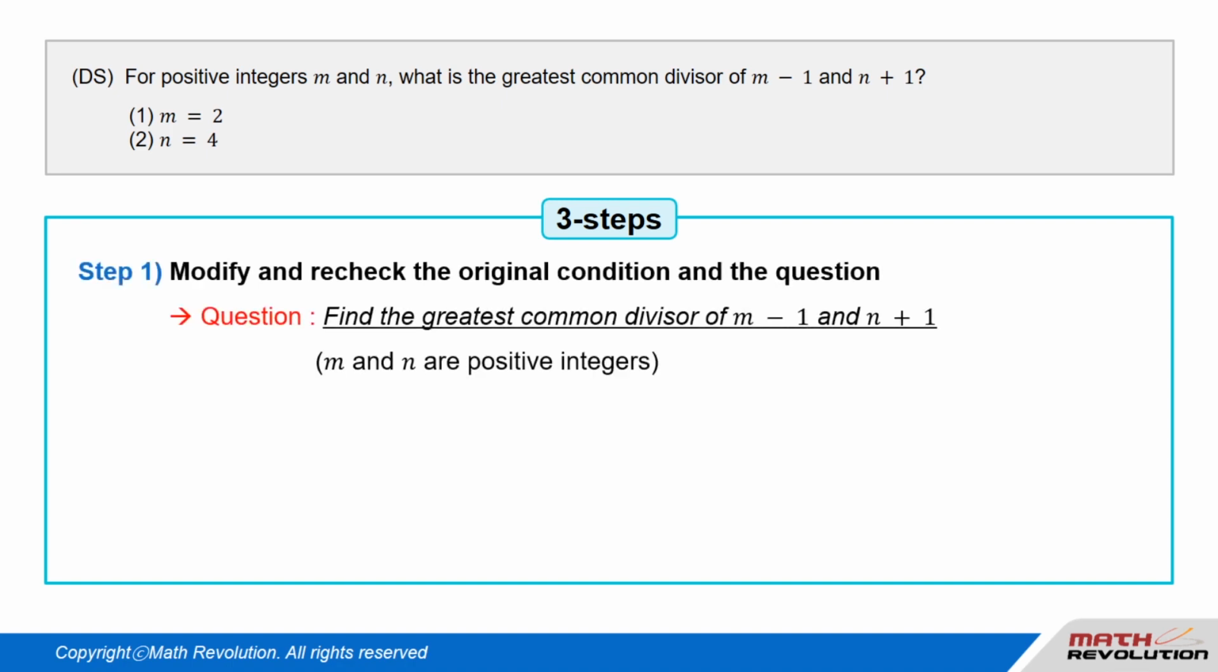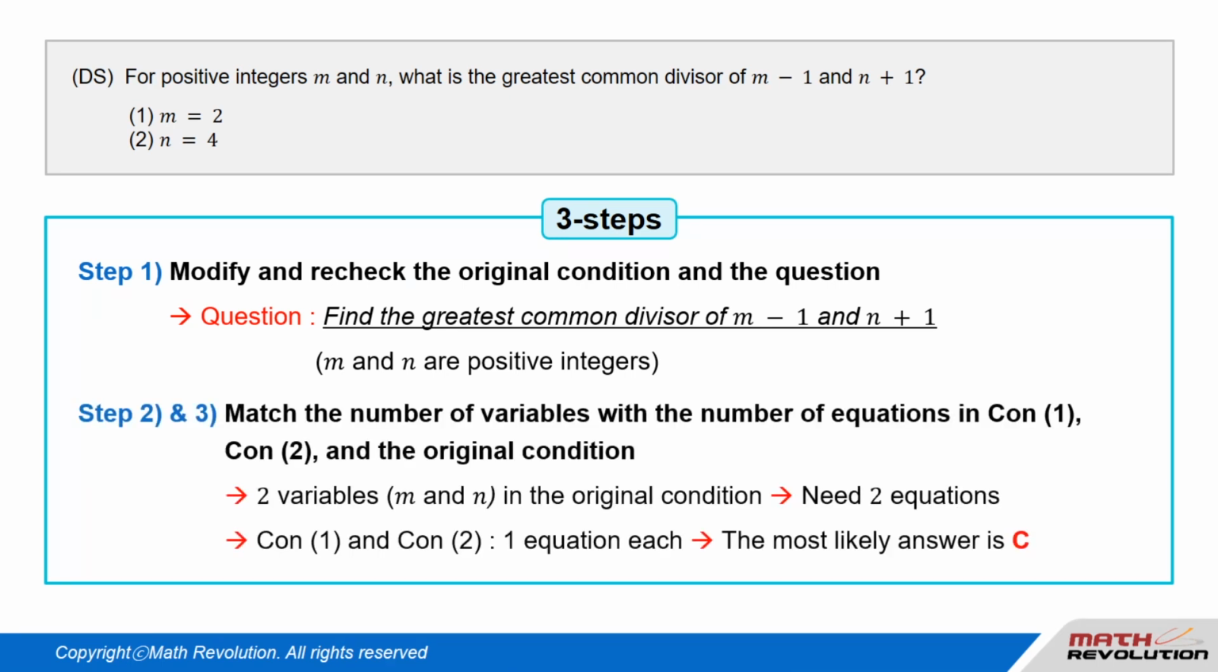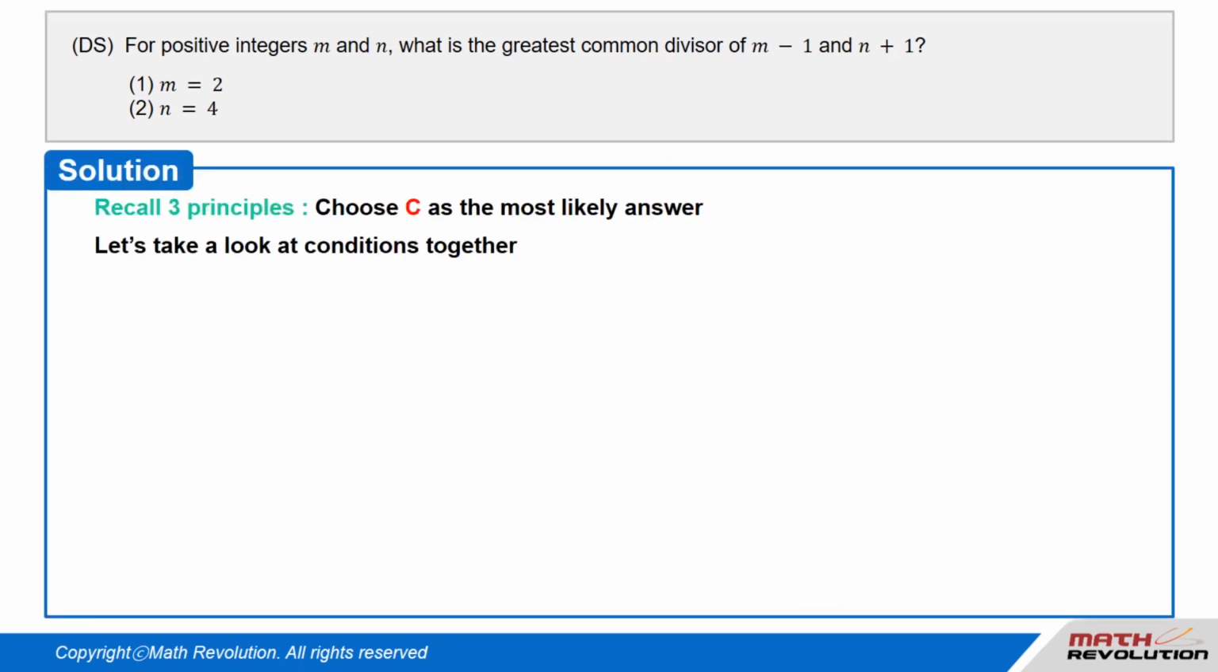Let us follow the first step of the variable approach by modifying and rechecking the original condition and the question. We are required to find the greatest common divisor of m minus 1 and n plus 1 if m and n are positive integers. Follow the second and the third steps. From the original condition, we have 2 variables, m and n. To match the number of variables with the number of equations, we need 2 equations. Since conditions 1 and 2 will provide 1 equation each, C would most likely be the answer. Recall 3 principles and choose C as the most likely answer.